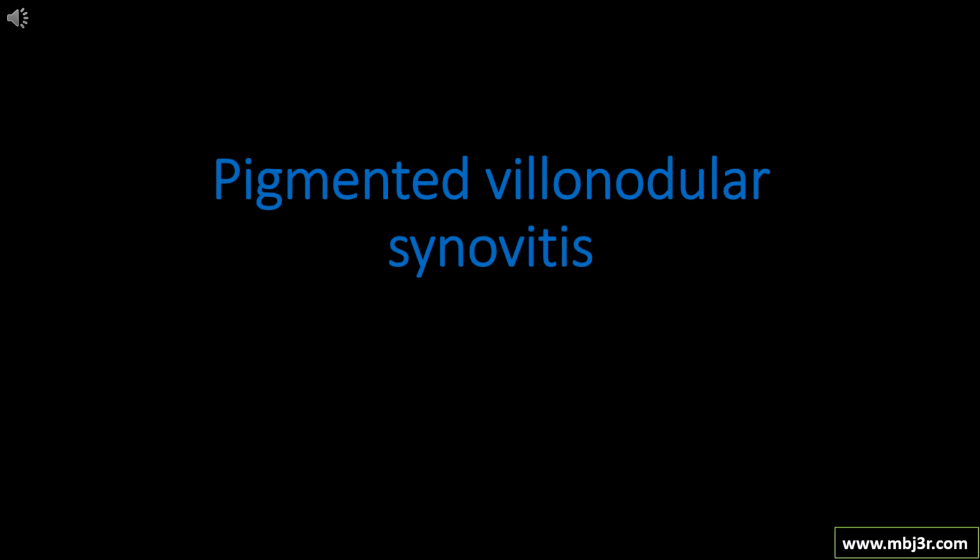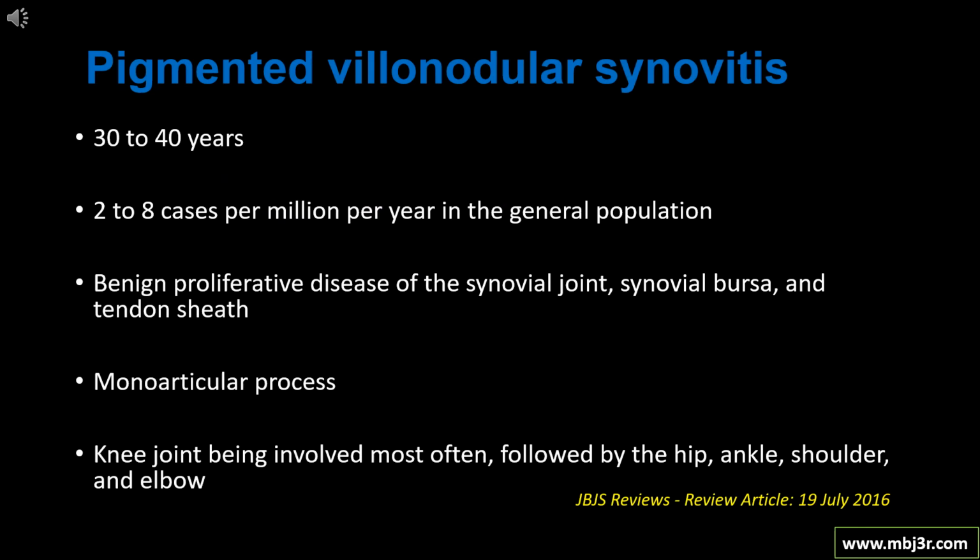Today I will talk on pigmented villonodular synovitis. Pigmented villonodular synovitis is usually seen in the 30 to 40 years age group. Incidence is 2 to 8 cases per million per year in the general population. It is a benign proliferative disease of the synovial joint, synovial bursa and tendon sheath.